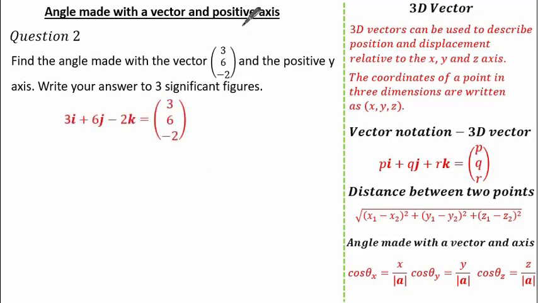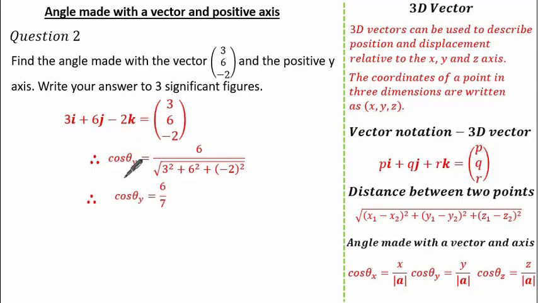Hopefully you spotted it's given in column form, but it's exactly the same, just be aware of your vector notation. So we know we're working out the angle between the vector and the y-axis, so we're using this formula. Let's substitute what we know. Well, we know the y is 6, or the j component is 6, over the square root of 3 squared add 6 squared add minus 2 all squared, as this is the magnitude of our vector.